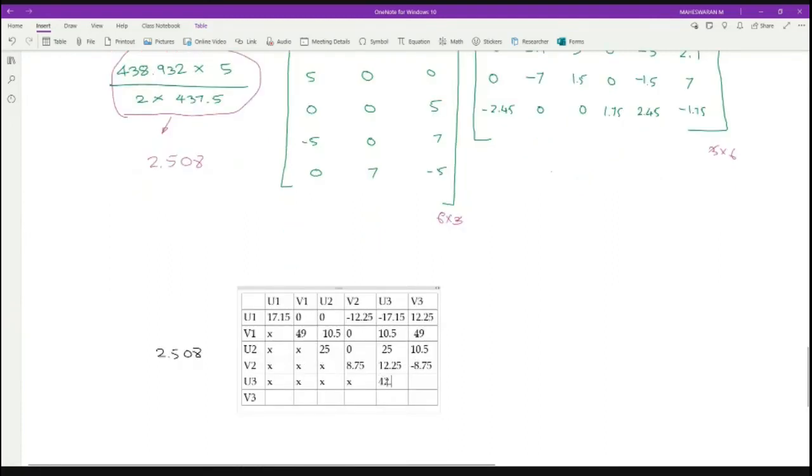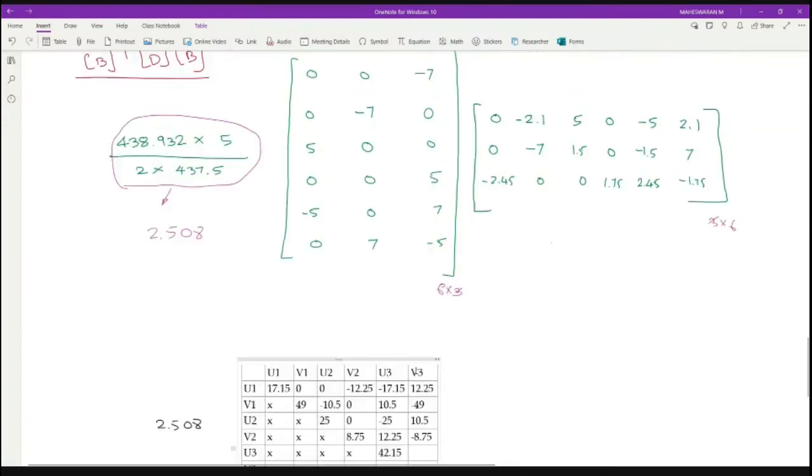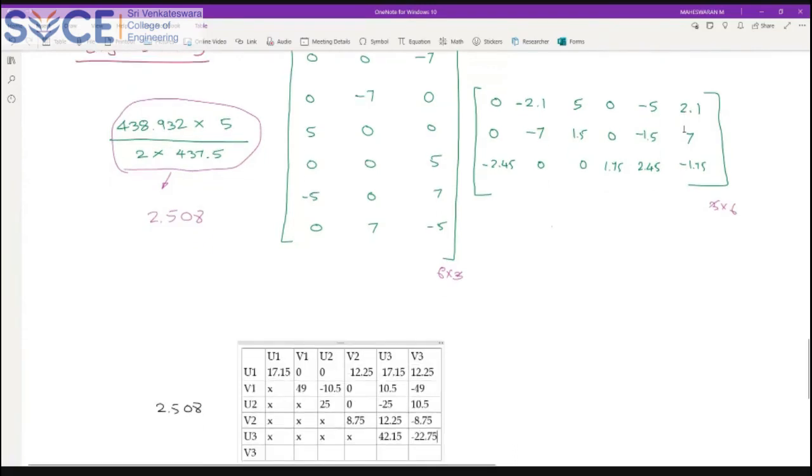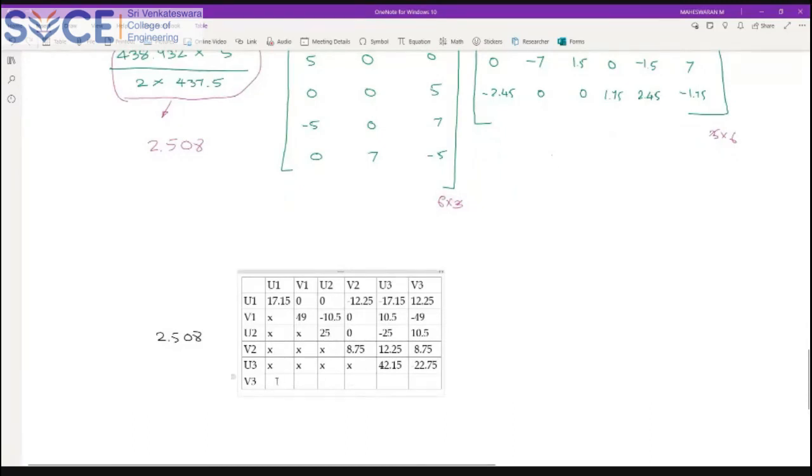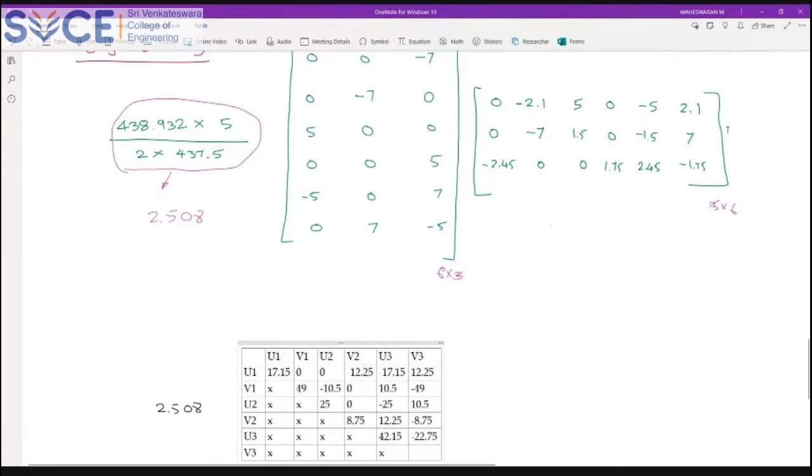So we are getting 42.15. Next here, minus 5 into 2.1, plus 0 into 7, 0. And the other one is minus 7 into minus 1.75, which is also a negative term, so minus 7 into 1.75. We're getting minus 22.75. And the last one: all these are x's, so only this term, last row, last column. 7 into 7 is 49, and 5 into 1.75. So 49 plus 5 into 1.75, we are getting 57.6.